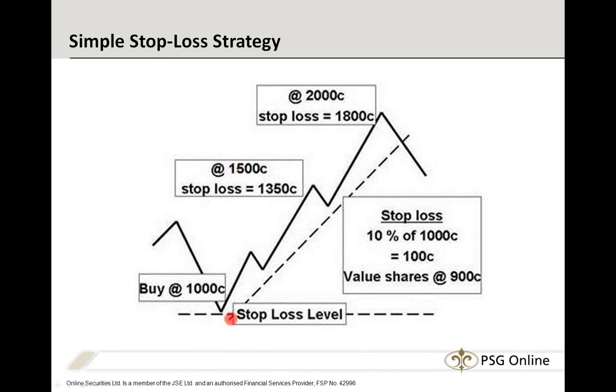So we're minimizing our losses, and we're riding our profits. If the price drops to 13.50, we're out of the market. We're still locking in profits. If it goes to 20 Rand, we still use 10% of that. We're down 2 Rand, to 18 Rand. If it drops to 18 Rand, we get out. So stop loss works this way: we're minimizing our losses, riding our profits, and maximizing our returns. That's the idea behind it.